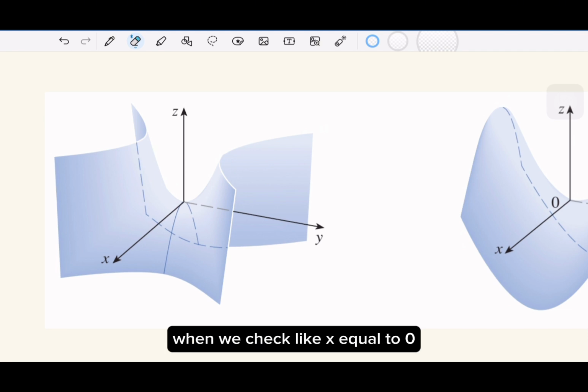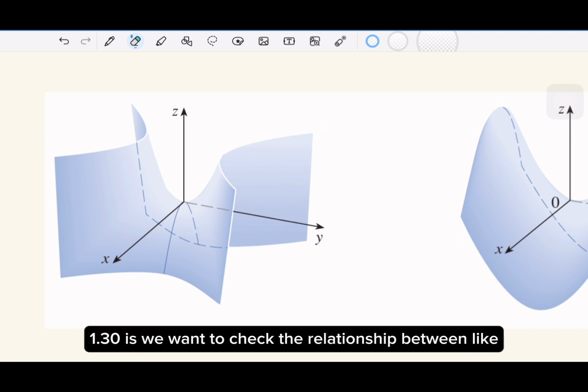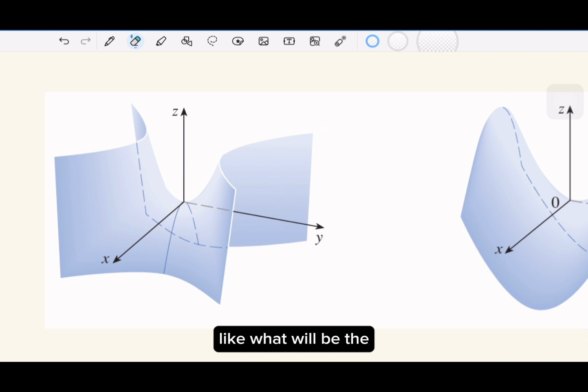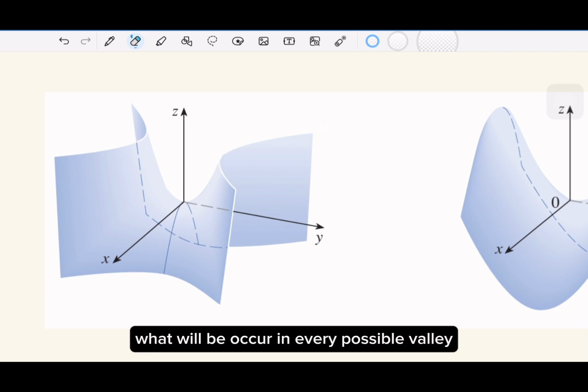Professor, so when we check x equal to 0, y equal to 0, we want to check the relationship, like what will be the line, what will be the curve in every possible value. You can check 0 or maybe some constant.